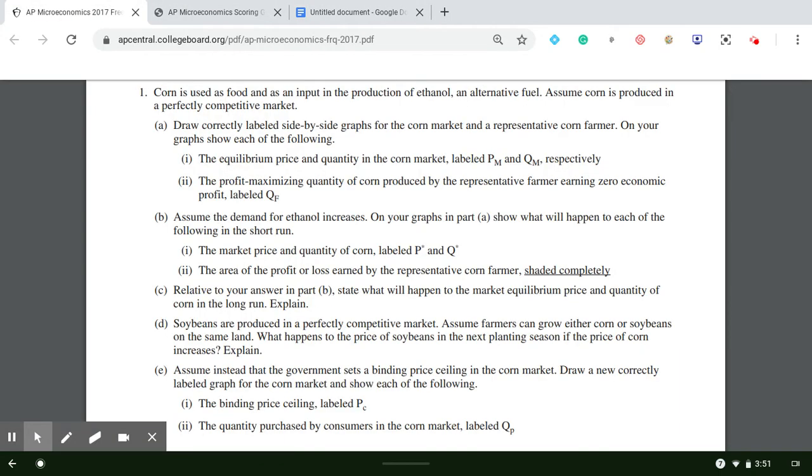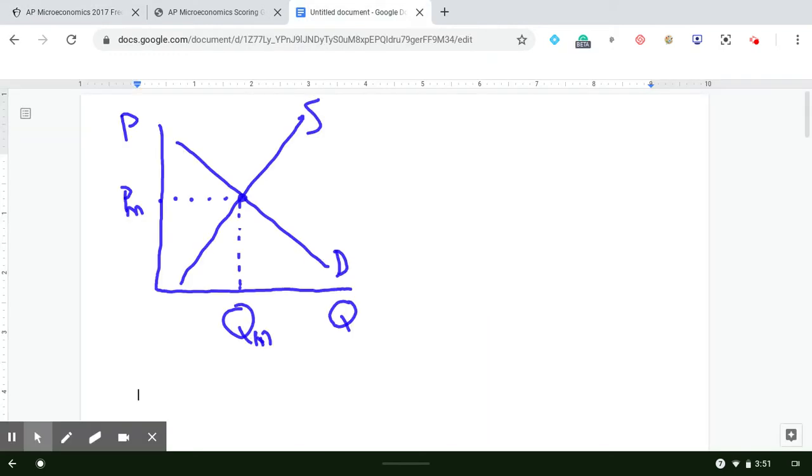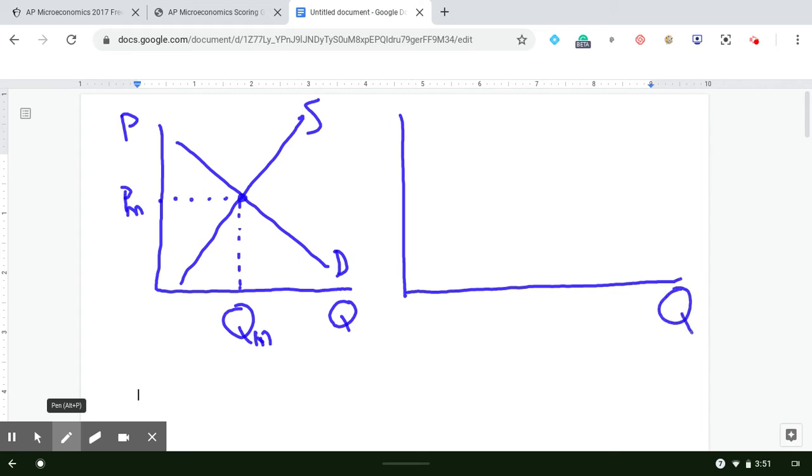It says then, the profit maximizing quantity of corn produced by the representative farmer earning zero economic profit, labeled Q sub F. So this is what we mean by a side-by-side graph. Here's our second graph. This is for the farmer. He has his quantity. You can put a price right here, but it's just a dollar amount.